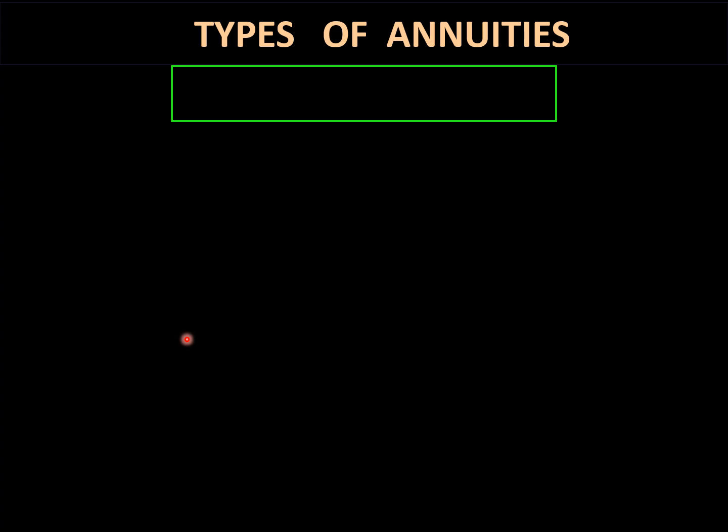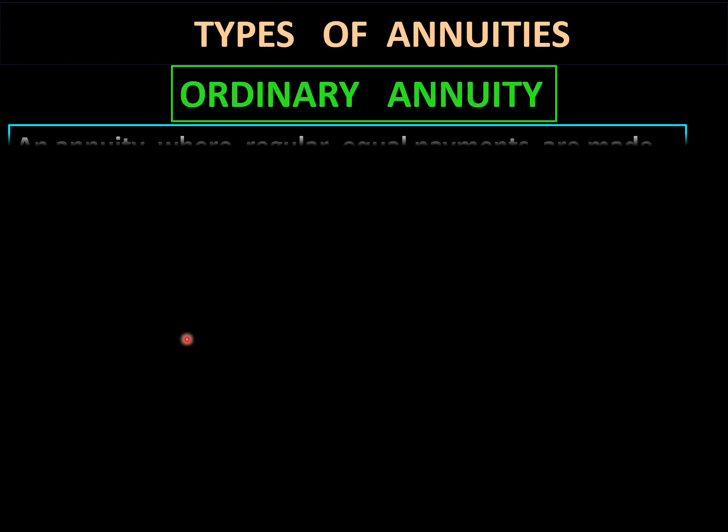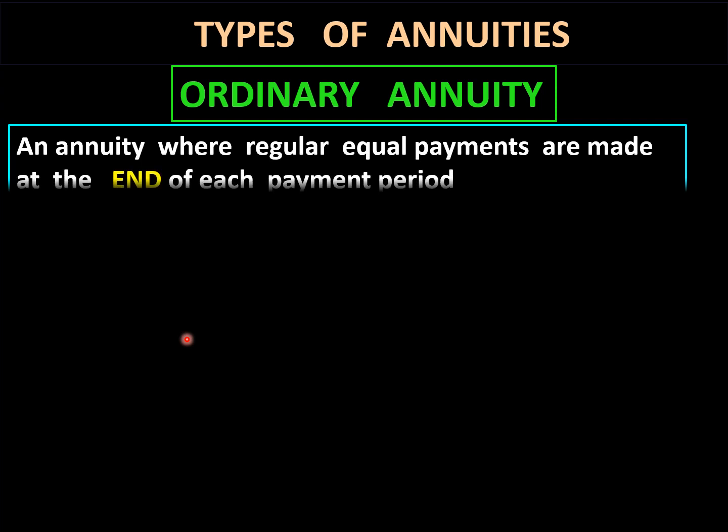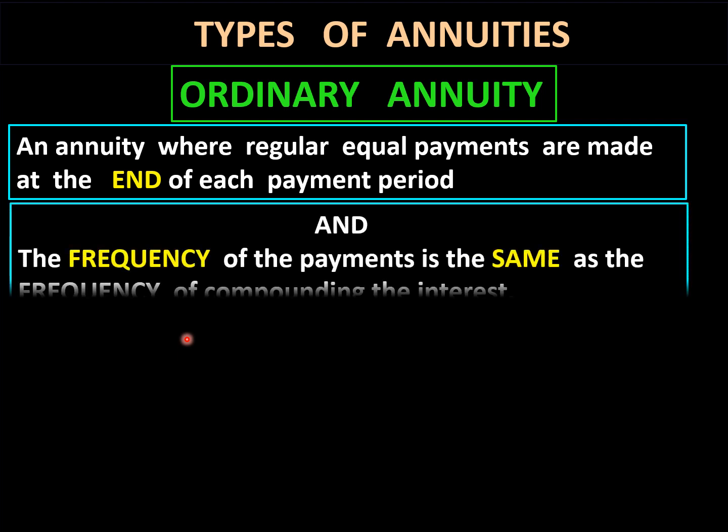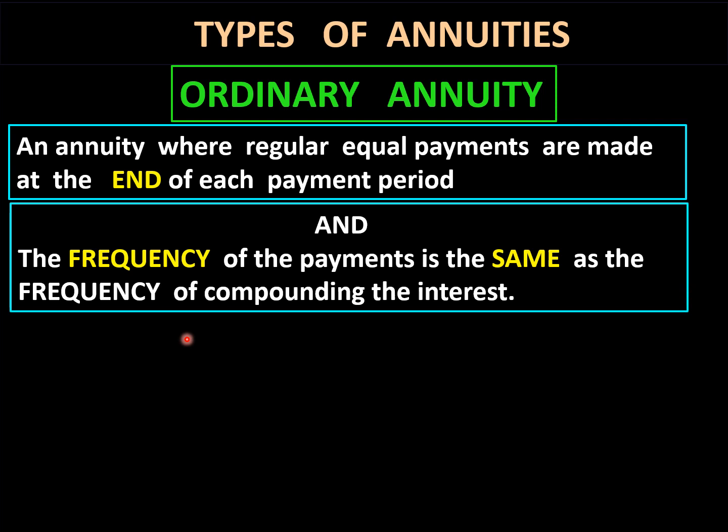There are 2 types of annuities. The first type of annuity is known as an ordinary annuity. Now, what is an ordinary annuity? It's an annuity where you have regular equal payments, and it's ordinary because the payments are made at the end, and the frequency has to be the same. So the payments need to be at the end and the frequency has to be the same.